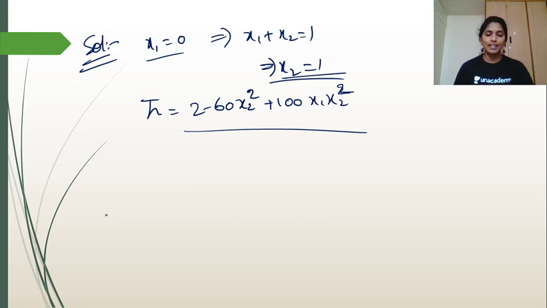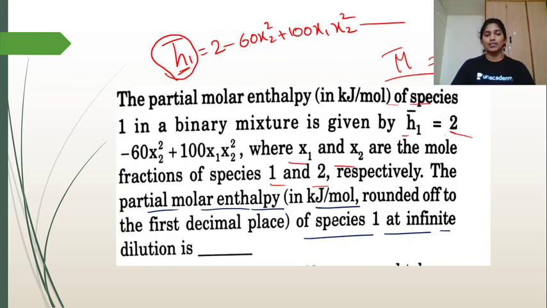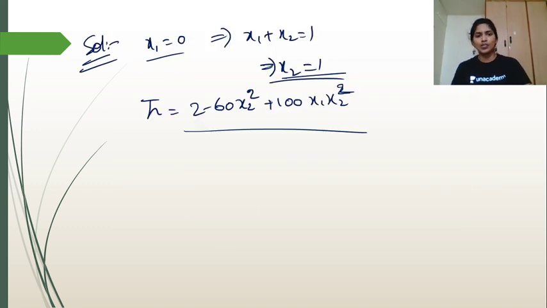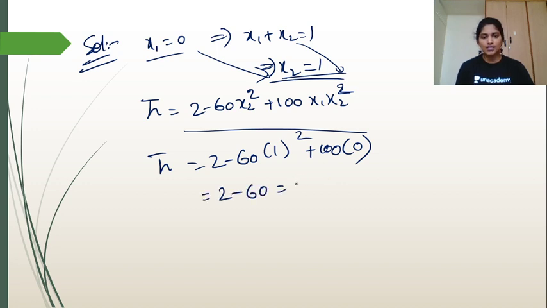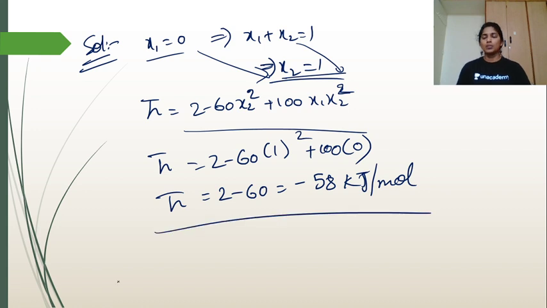They just want us to determine the partial molar enthalpy only, so this is a very easy question. Just substitute the x2 value and x1 value. Then what will you get? H1 bar is equal to 2 minus 60 into 1 square plus 100 into 0. So from this, 2 minus 60 is equal to minus 58 kilojoules per mole. So this is the partial molar enthalpy at infinite dilution.